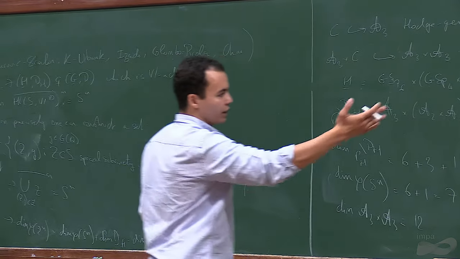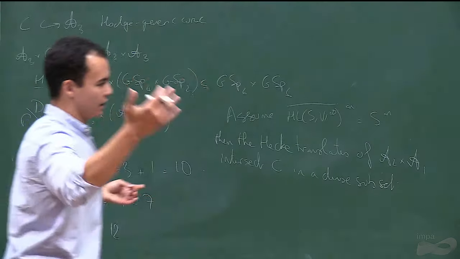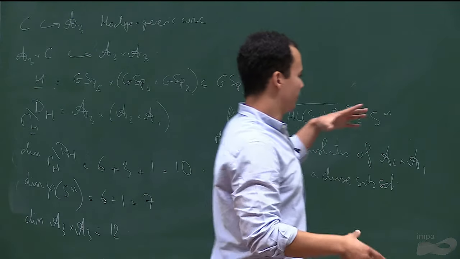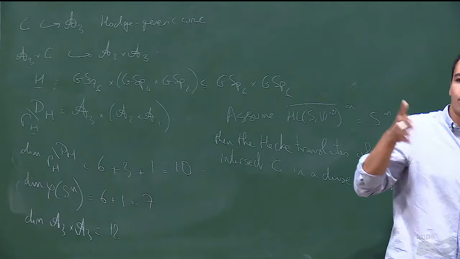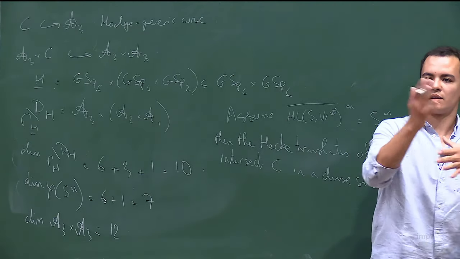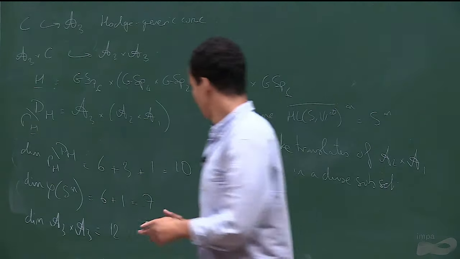But without the Q-simplicity, you can get out of this problem by assuming not only that it's globally admissible, but that it has big enough dimension on each factor to actually intersect the periodic. I don't know if it's clear.